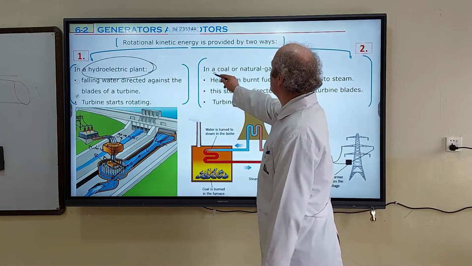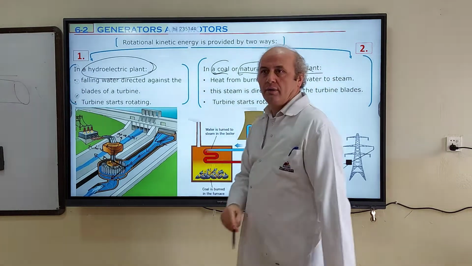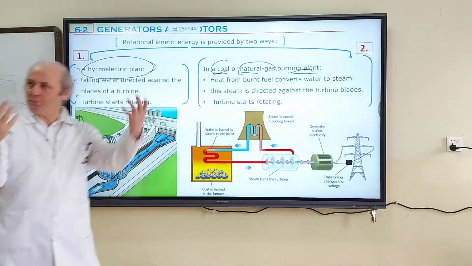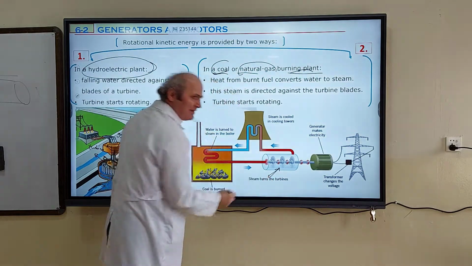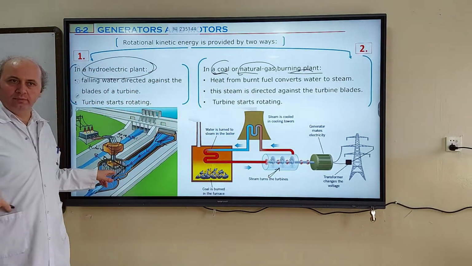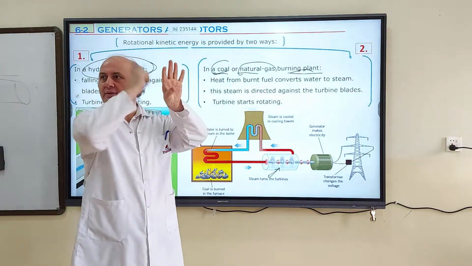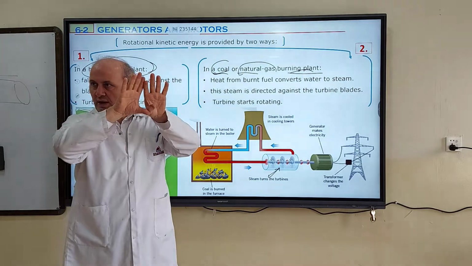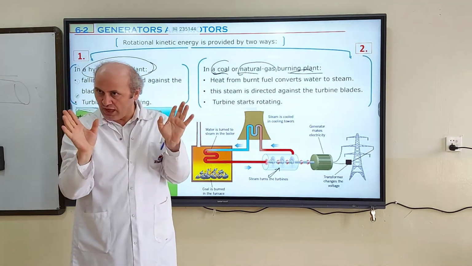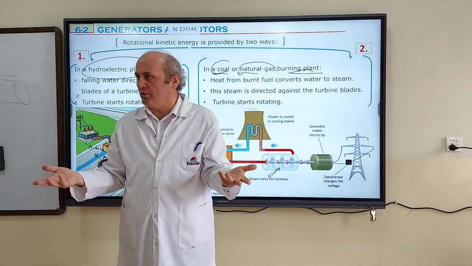One method is this. The second method is using a coal or natural gas burning plant. Also, we need a turbine here. This is the turbine. But this turbine is a little different from the structure of this one. It is similar to children holding a pinwheel across the wind and causing the leaves to rotate in the wind. Similar that way. You are going to make a wind. But wind you cannot always control.